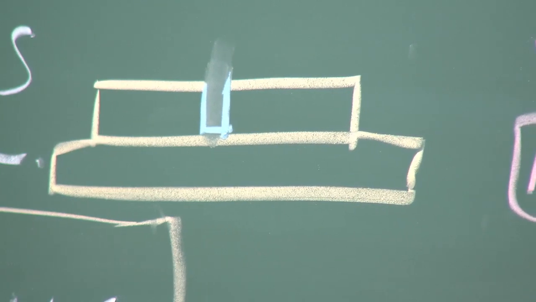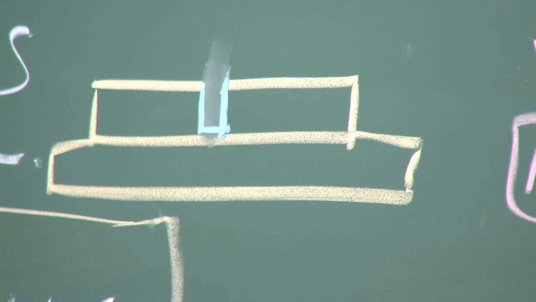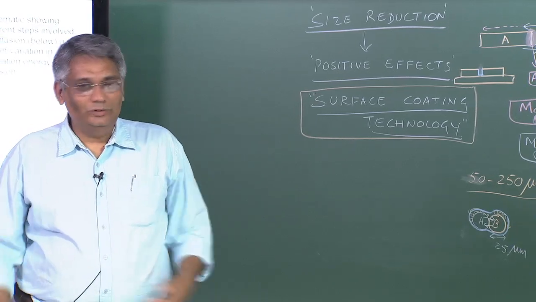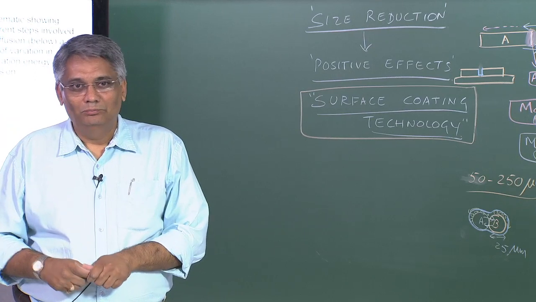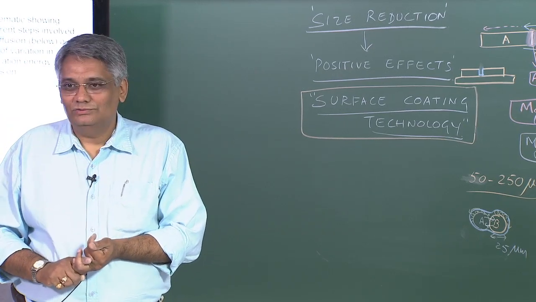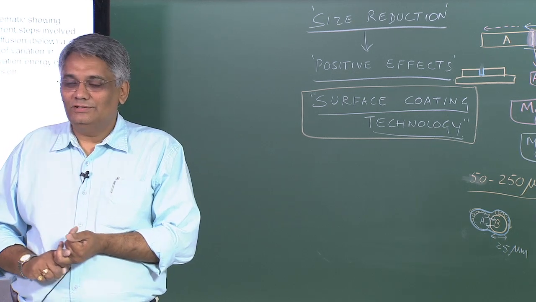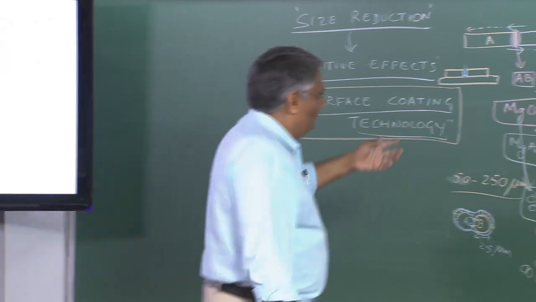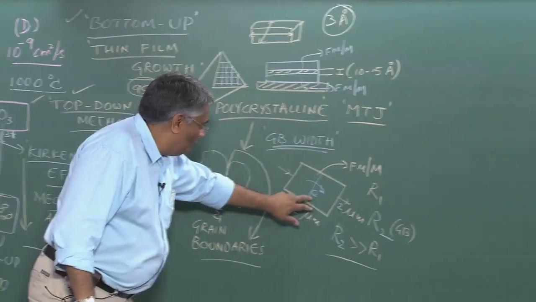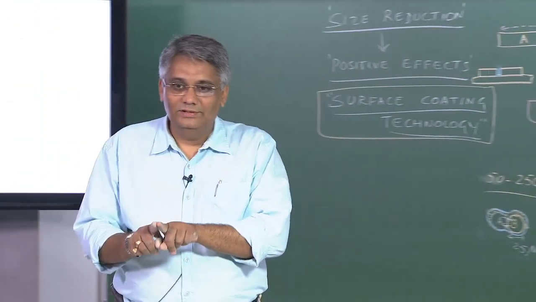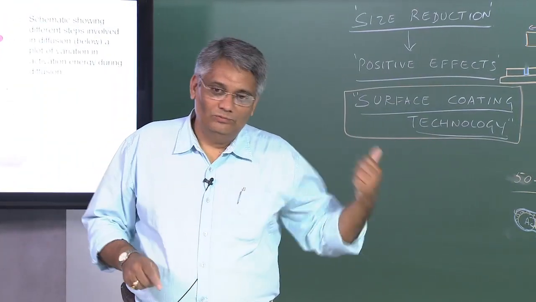What is meant by creating that track? I just removed a few layers of atoms. I can do it by electron bombardment, bombarding with X-rays, bombarding with an ion source. So this is a technology that's used in creating artificial grain boundaries, because you cannot create a grain boundary whose width is in the nanoscopic range easily.